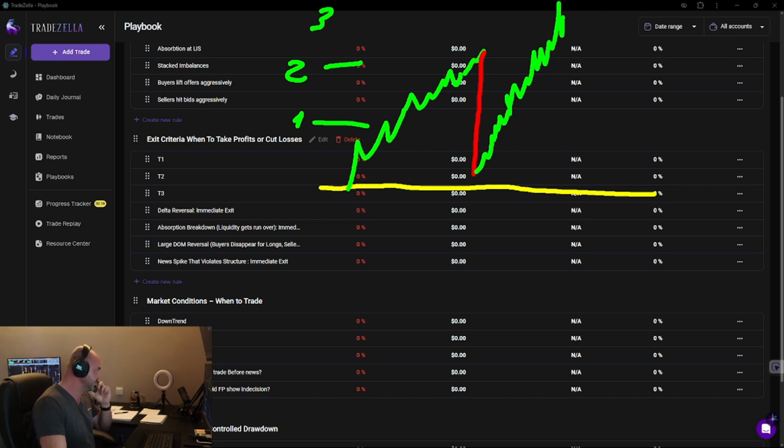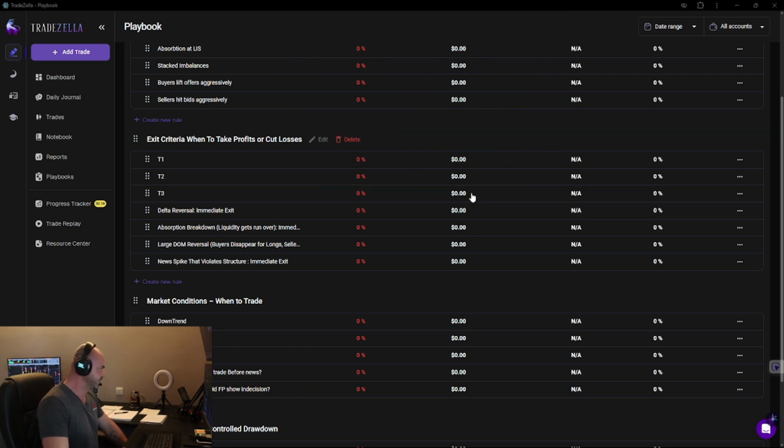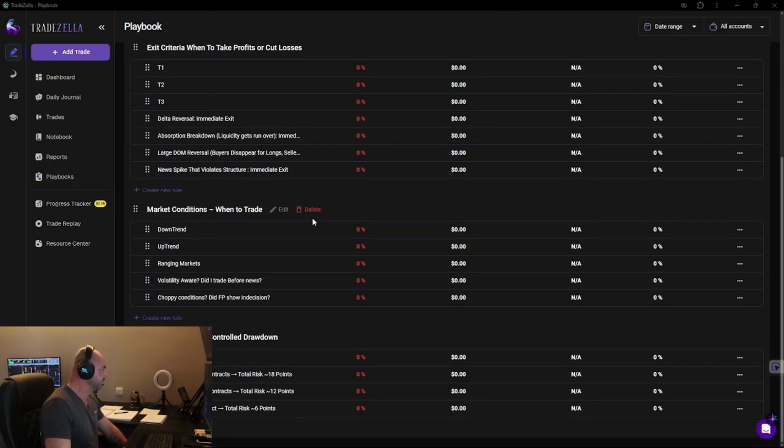Now, if we see a news spike like this that violates our structure, so that means it goes down to our line in the sand, we exit immediately. If we see a news spike coming in that violates anything, we exit immediately. But as per rules, if you have hit target 2, your stop should be at target 1 or somewhere down below. So you would have been safely closed and you had the chance to re-enter at the line in the sand again. Nice.